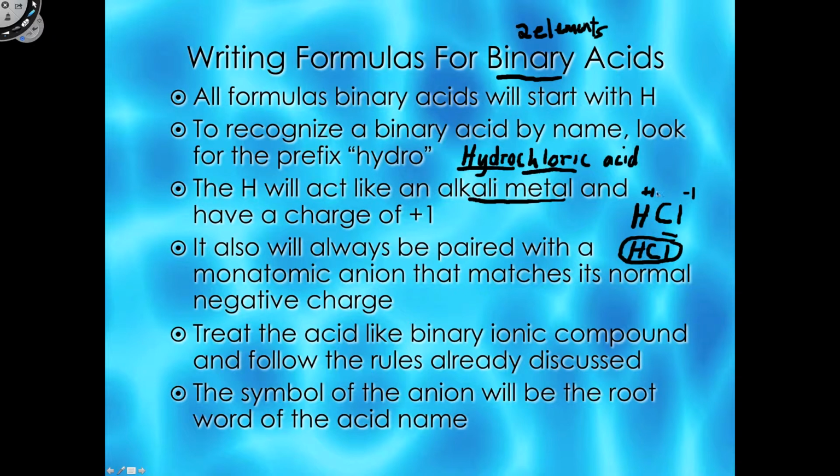Now, had they not added up to 0, we would have crisscrossed our numbers like so. So we treat the acid like a binary compound. In other words, we crisscross the signs if they don't add up to 0. And the symbol of the anion will be the root word of the name. In other words, chlorine. If it was hydrofluoric, that would be fluorine. If it was hydrobromic, that would be bromine, and so on.